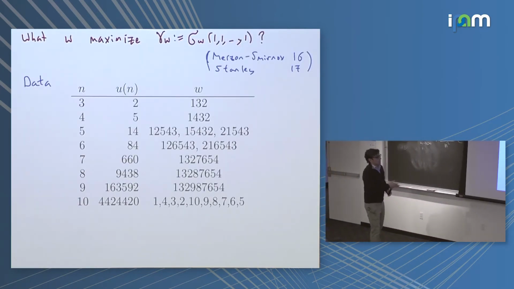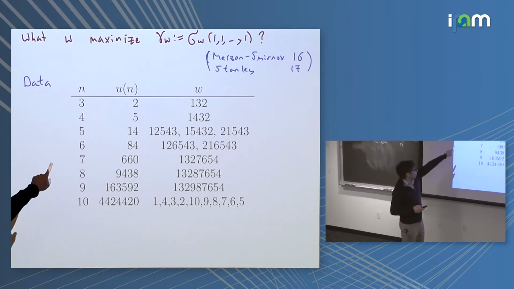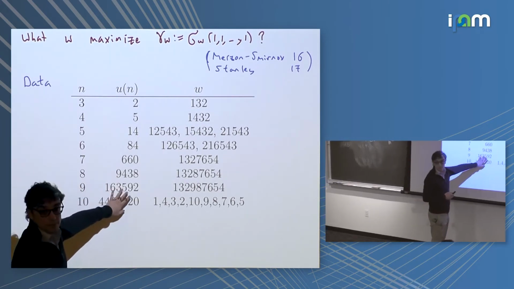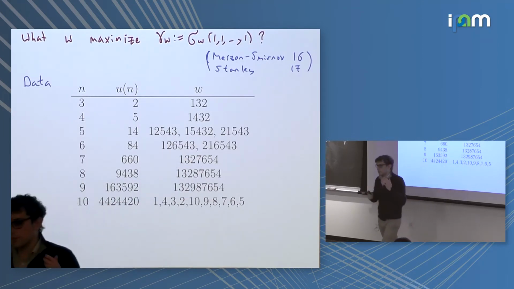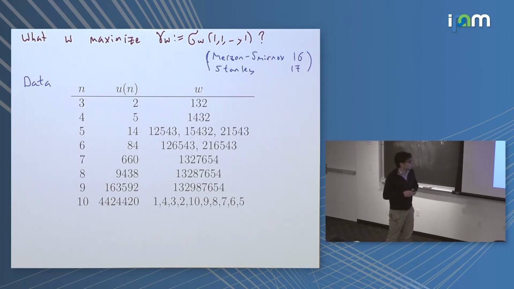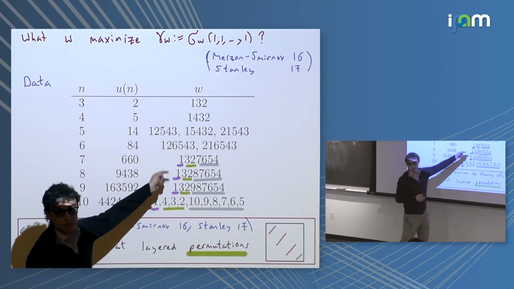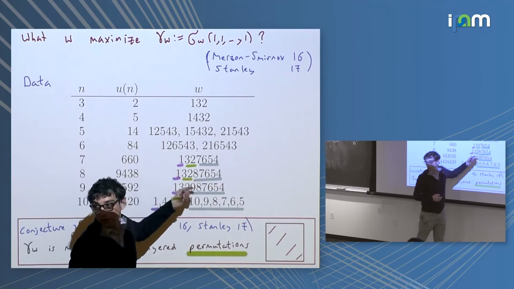Okay, so in Stanley's paper, but also in a paper one year before by Merzon and Smirnov, they looked at the following: what permutation achieves the maximum principal specialization? Here you have the maximum values, and here you have the permutations that achieve them. It's not always unique. Do you see any patterns here, something you would conjecture? The permutations that seem to be maximizing this have these runs, like 1, 3, 2, 7, 6, 4.